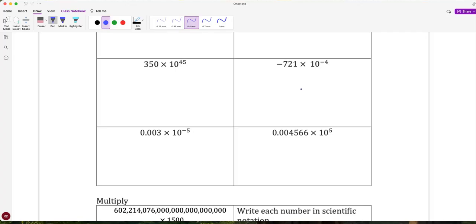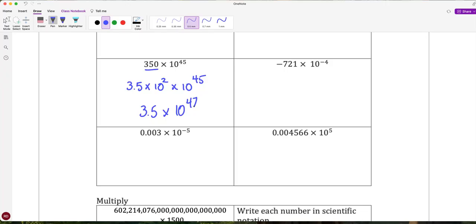Now, if I look at this one, this is not scientific notation because the number in front is not between 0 and 10. So to make this number 3.5, that would make it smaller by 2 powers of 10. So in this case, 3.5, if you multiply by 10 twice and then by 10 45 times, this is 3.5 times 10 to the 47.